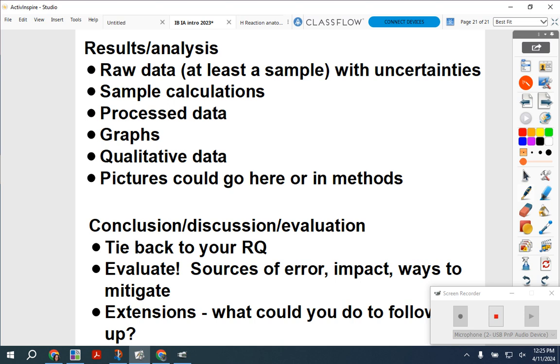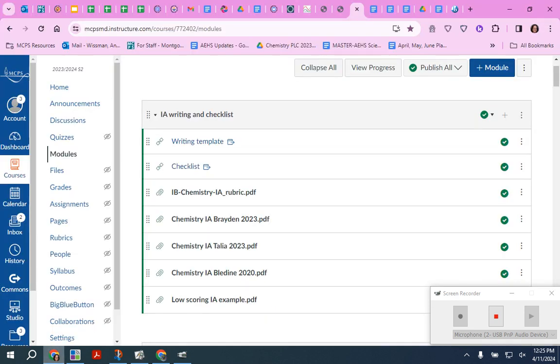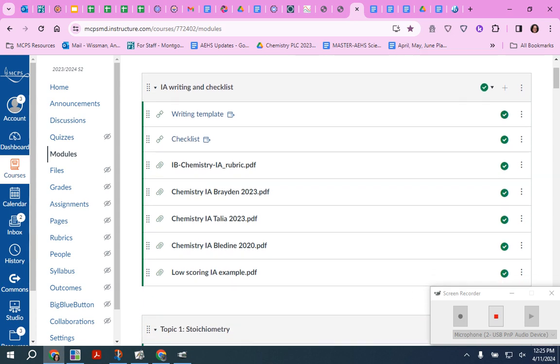So in Canvas, and I will put those 2 slides in here as well in the same module, I added some more sample IAs. These are actual sample IAs from Einstein students since I've been here. Okay, my 2 best papers from last year, Braden and Talia, doing some very different things, showing some very different types of data.